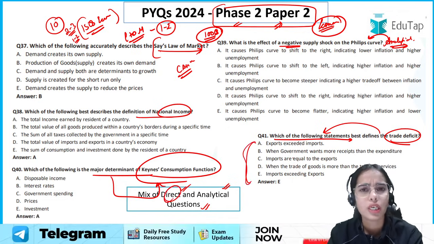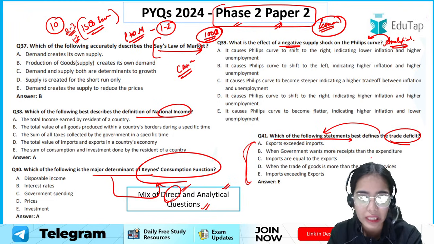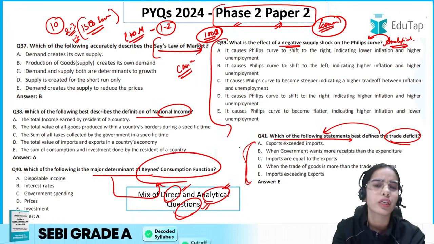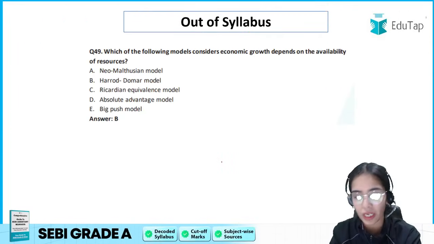So most of the questions from economics in the phase 2 paper 2 will be easy to moderate. Only 1 or 2 difficult questions or out of the box questions you can expect. Okay, there will be analytical questions also. There can be analytical questions also, but again they will not be very difficult to do if you know the concept. Okay, so this is the idea.